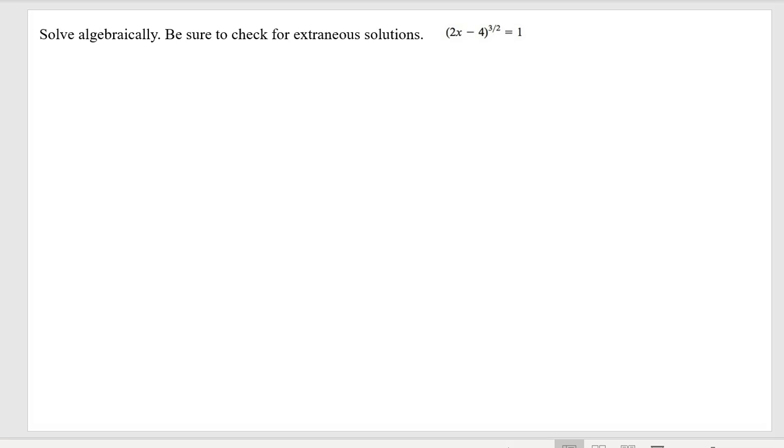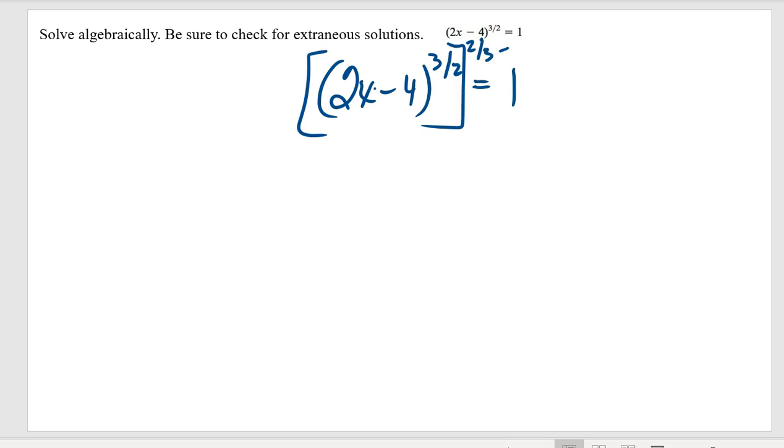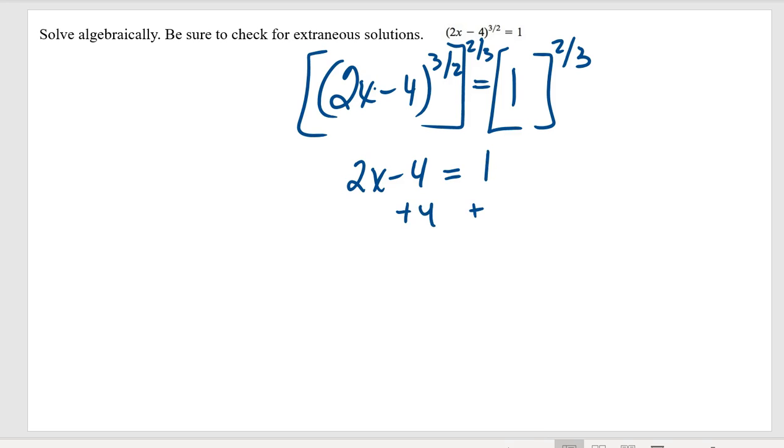Let's try one more. So my exponent is 3/2. So I'm going to raise both sides to the reciprocal, which is 2/3. So when I raise the left side to 2/3, 3/2 times 2/3 is equal to 1, and I'm left with 2x minus 4 is equal to, and then 1 to the 2/3. Well, 1 to anything is 1. So I'll add 4 to both sides. And I'll get x is equal to 5 halves.